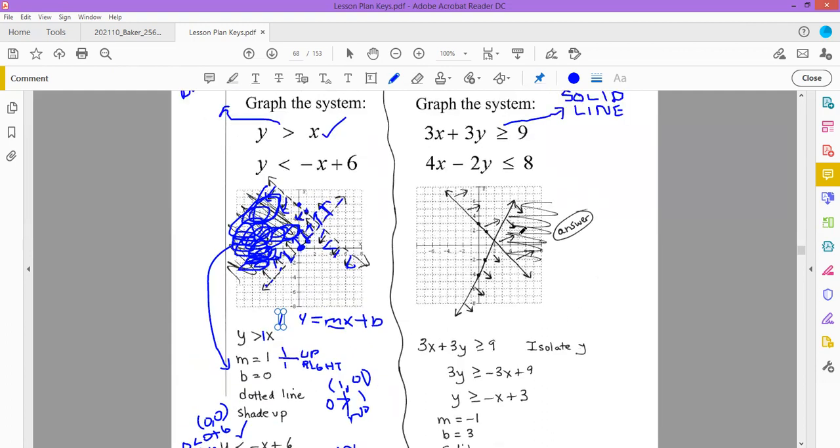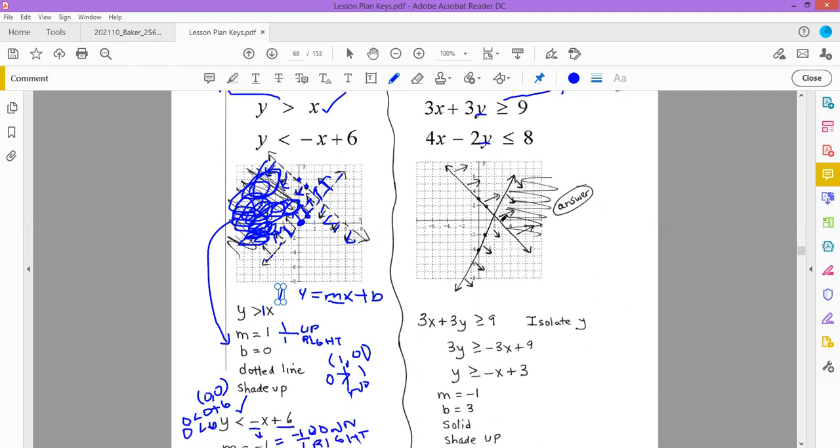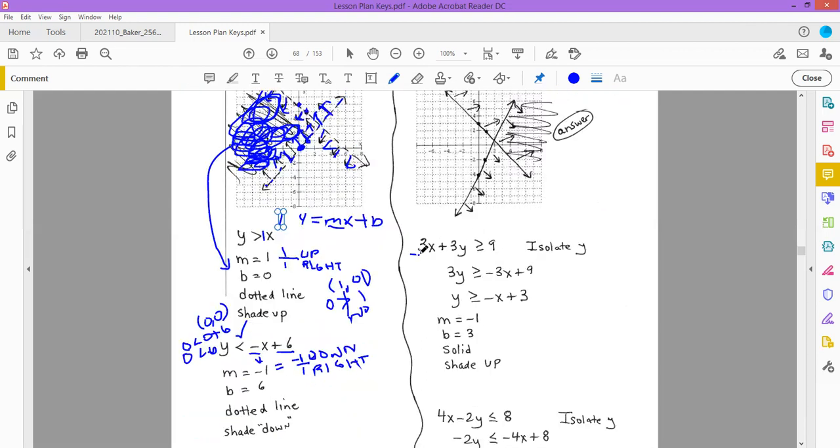All right, the next example, we're asked to graph this system: 3x plus 3y greater than or equal to 9, and 4x minus 2y less than or equal to 8. Solid line for both, since we have greater than or equal to and less than or equal to. First, we have to solve both of these inequalities for y. We do that by subtracting 3x from both sides of the first inequality. The 3x's cancel on the left side, leaving 3y greater than or equal to negative 3x plus 9. And then we divide both sides by 3.